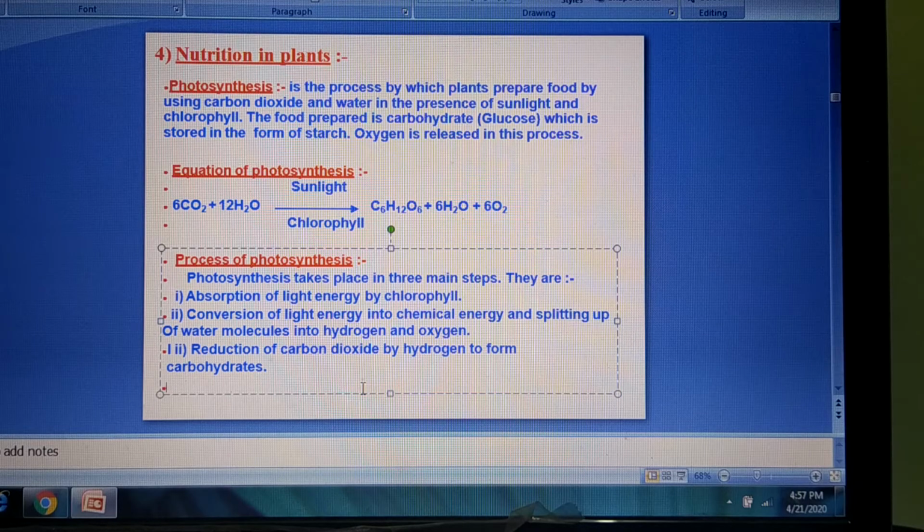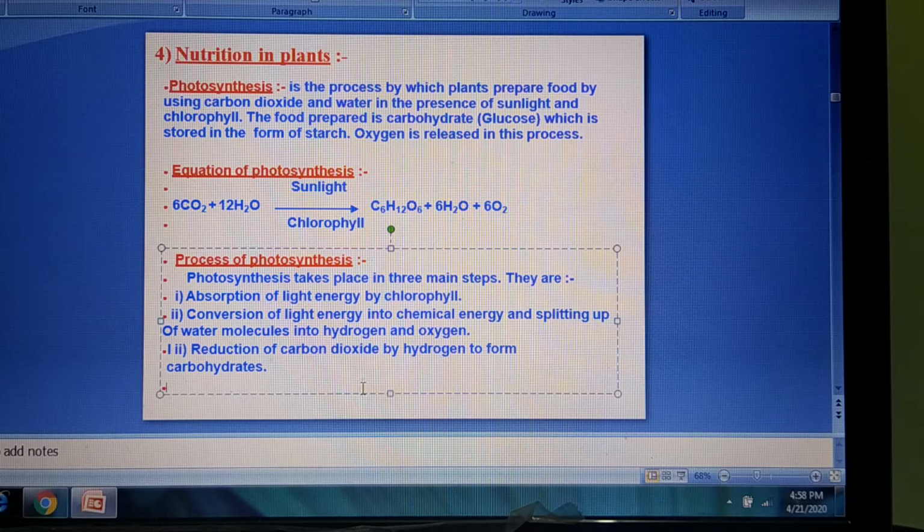So there are three main steps. First step, absorption of light energy by chlorophyll. Then the second step is conversion of light energy into chemical energy, ATP, and splitting of water molecules into hydrogen and oxygen. And this hydrogen is reducing the carbon dioxide, that is, reduction of carbon dioxide by hydrogen to form carbohydrates.